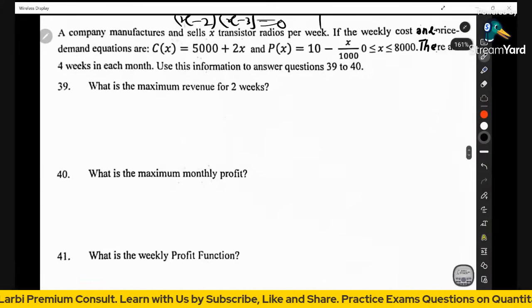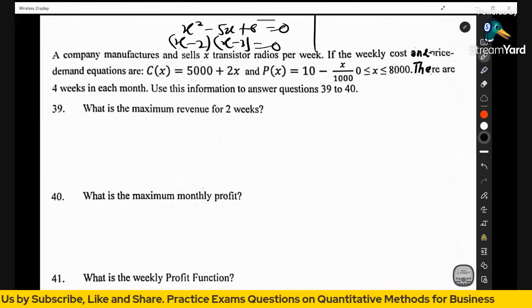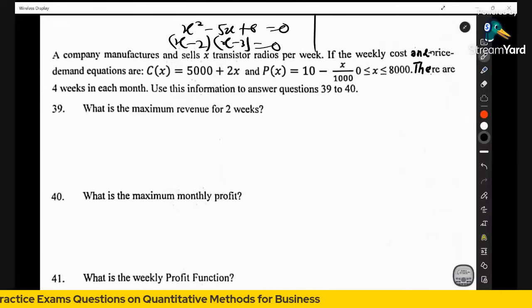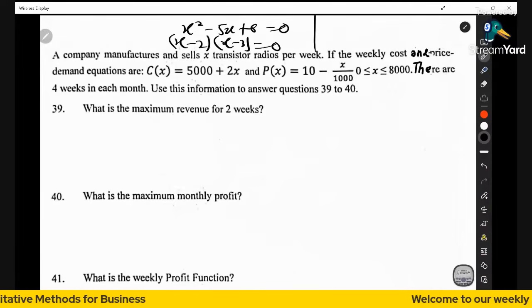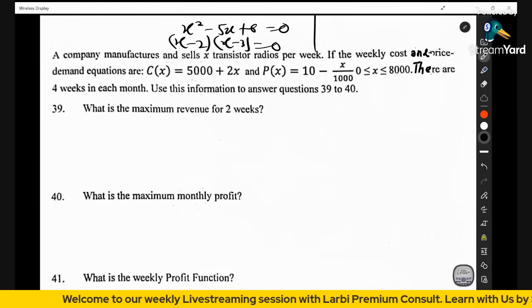So how do you go about this? What is the maximum revenue for 2 weeks? Remember, the information given here was weekly information, 1 week. So you want 2 weeks, meaning that whatever you get as your maximum revenue for a week, you multiply by 2. So let's see how we get the maximum.